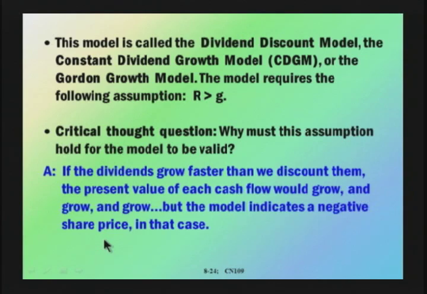Now, it just doesn't make sense to imagine that we would require a lower return from something that's growing really fast. So the model requires that your required return has to be greater than the growth rate.